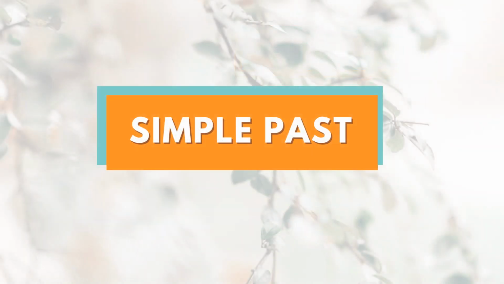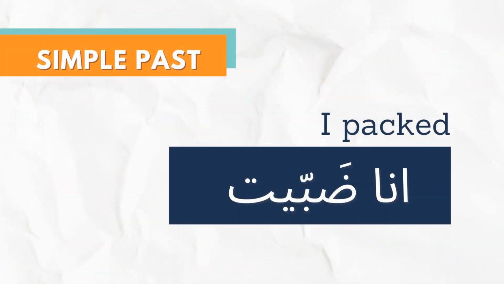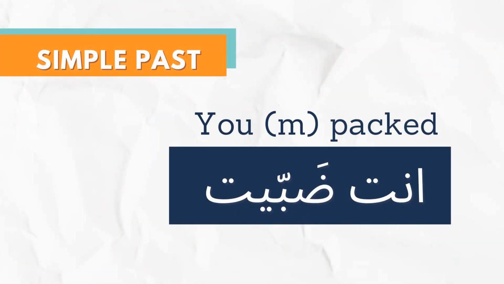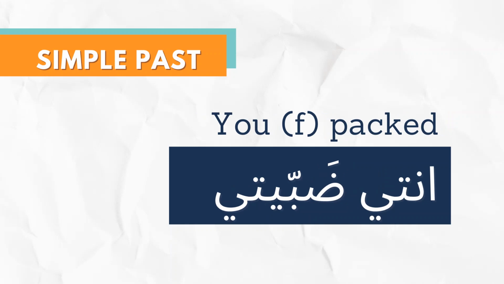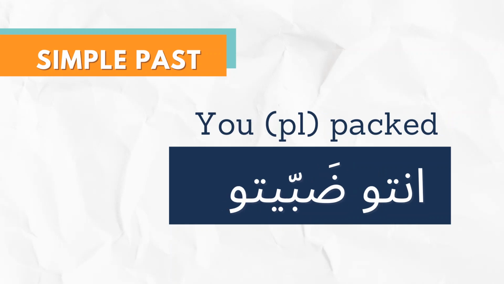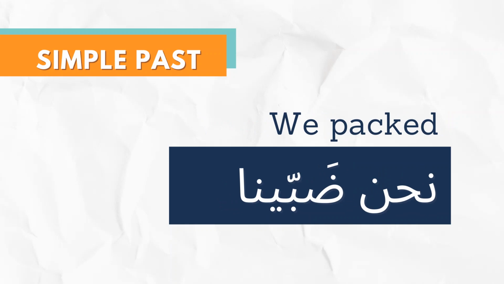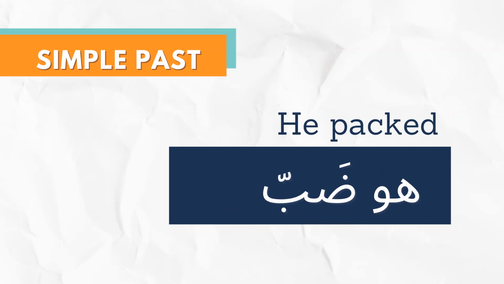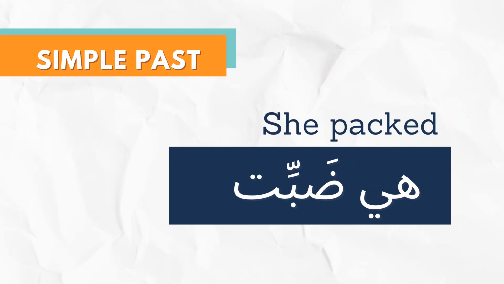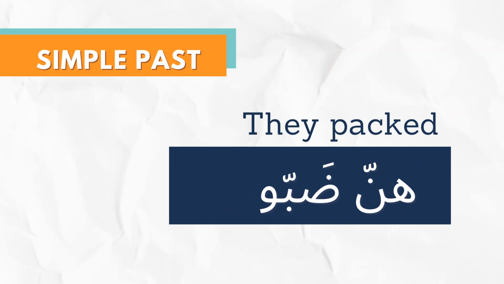Let's see how we conjugate the verb in the simple past. أنا ضبيت، أنت ضبيت، أنتِ ضبيتي، أنتوا ضبيتوا، نحن ضبينا، هو ضب، هي ضبت، هنن ضبوا.